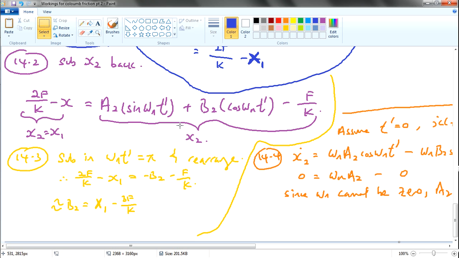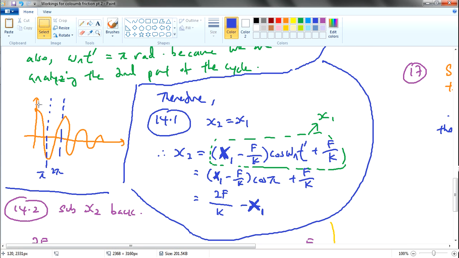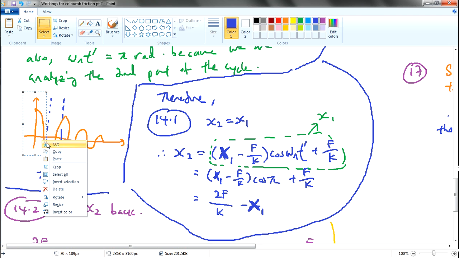So now we can start to solve for our b2 and a2. So similarly we sub in our omega n t prime equals pi, our initial condition, assuming that we're starting from pi.